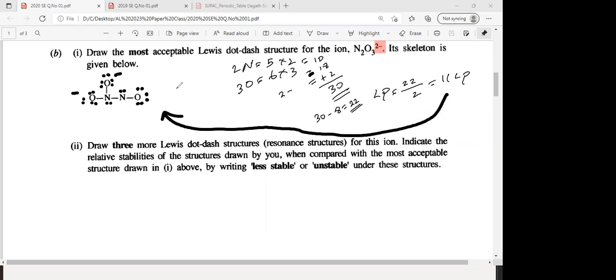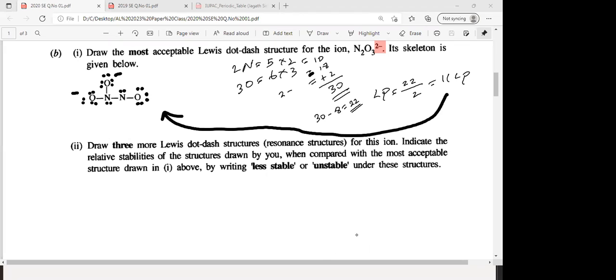Is that clear now? On the 3 oxygen atoms you distribute 9, and the remaining 2 you put one on this nitrogen and the other one on this. If you put both on one nitrogen, then the other one's octet is not completed. This one the octet is not completed.